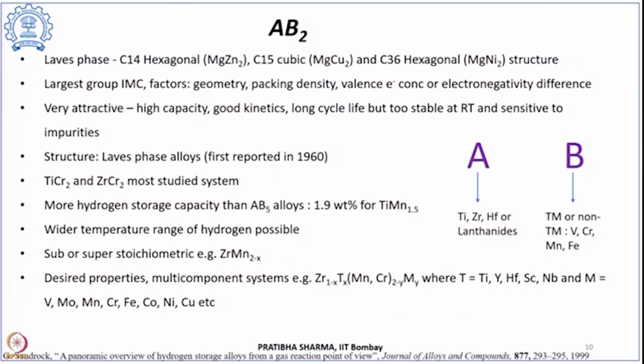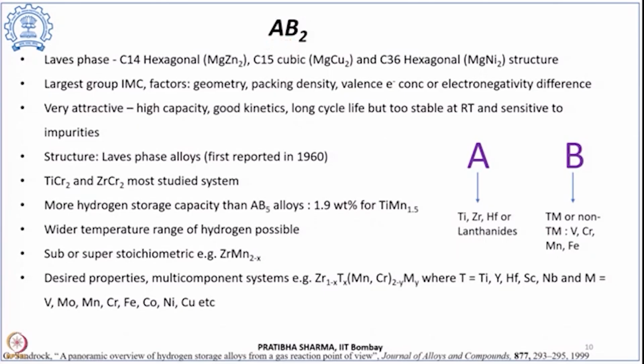So, this is the largest group of intermetallic compounds, and it is observed that the stability of these types of compounds depends upon their geometry, what is the packing density, what is the valence electron concentration, and the electronegativity difference between the A and B sites.